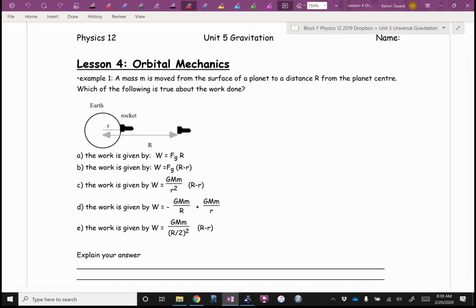Instead of trying to eliminate each one, why don't we just derive the work equation and then see which one matches that? My first thought is, work equals force times distance. Why can't I use that one? In terms of physics, what was the restriction on using it? This had to have a constant force. And unfortunately, gravity, as you move further and further away, does get weaker. So I think that gets rid of A.